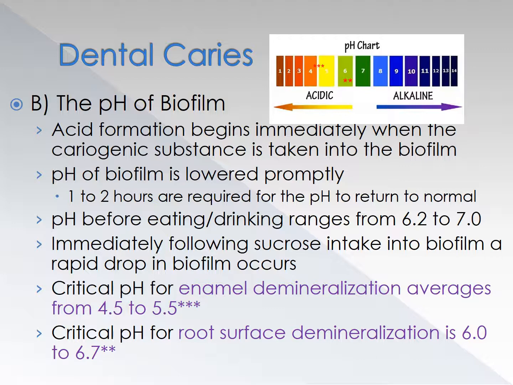So the critical pH for enamel demineralization averages from 4.5 to 5.5, but the critical pH for root surface demineralization, you guys put this in your little board study book, okay? You have to know both of these. Root surface demineralization is 6.0 to 6.7.